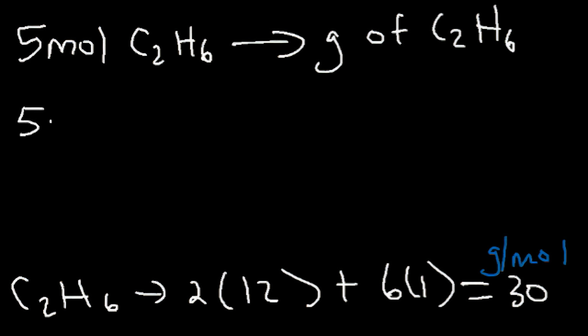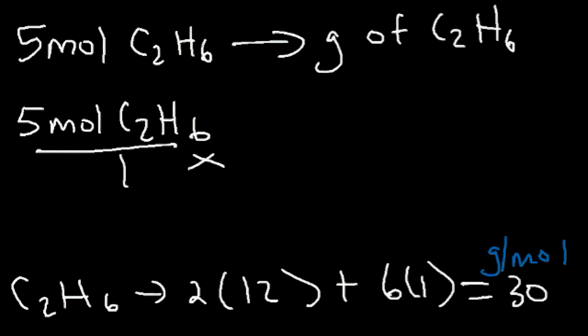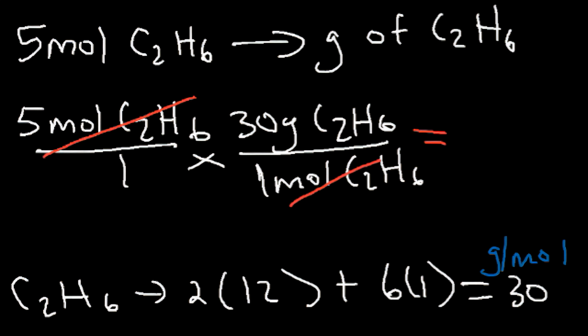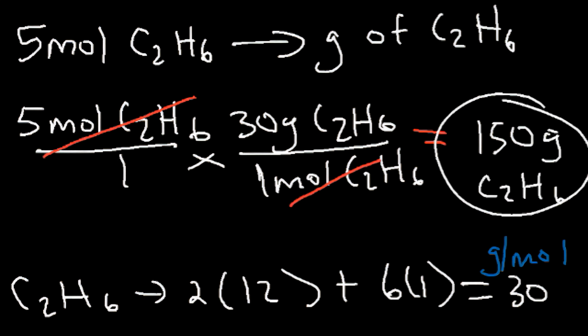So let's start with 5 moles of ethane. Let's convert it to grams. So there's 30 grams of ethane per 1 mole of ethane. Therefore, the unit moles of ethane will cancel, and so it's 5 times 30. We know 5 times 3 is 15, so 5 times 30 is 150. You've got to add the 0. So we have 150 grams of ethane. So that's how you can convert from moles to grams using molar mass.